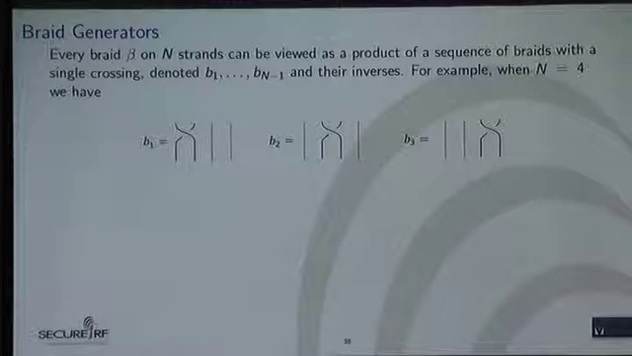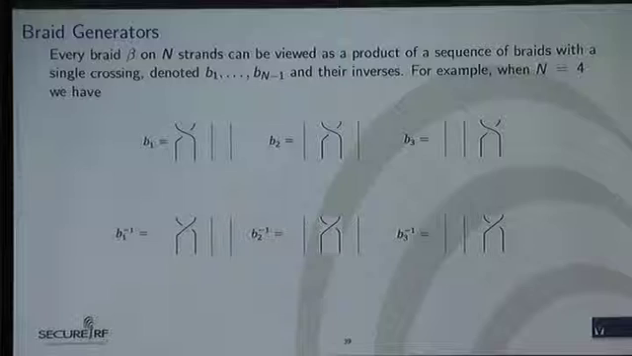Basically you have what are called braid generators. You have the first braid generator B1, where the first strand crosses over the second, B2, where the second crosses over the third, and B3, where the third crosses over the fourth. And of course, because every braid has an inverse, you could do the reverse. So B1 inverse is 2 crossing back over 1.